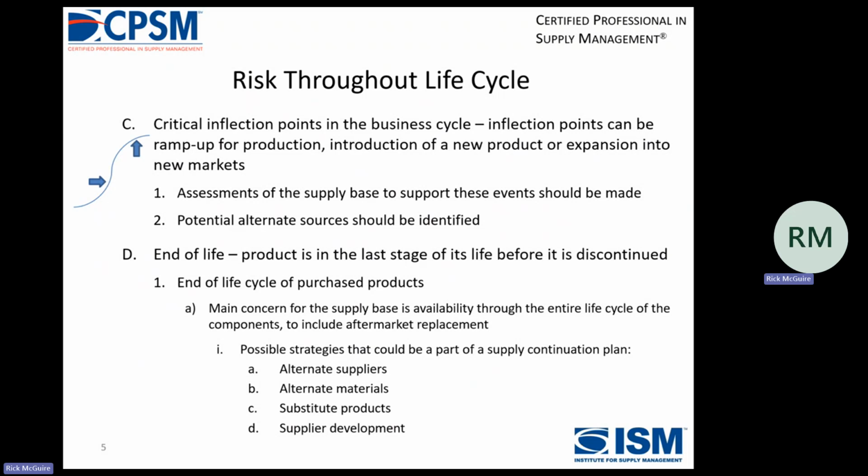So critical inflection points in the business cycle. Inflection points can be ramp up for production, introduction of a new product, or expansion into a new market. Assessment of the supply base to support these events should be made. Potential alternate sources should be identified. So this is quantity, basically. The inflection point is right here where it kind of goes flat, or here, it's changing direction. Going from concave to convex, back to concave.